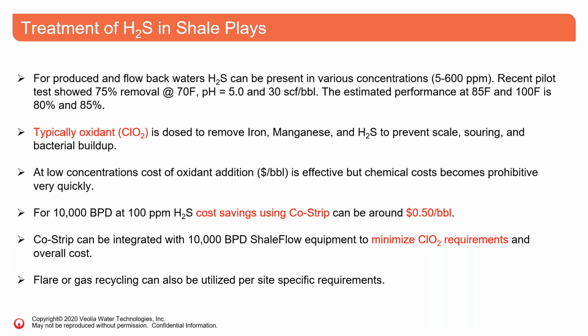Another advantage CoStrip has is that it can be integrated into shell-flow equipment or trains to minimize oxygen requirements, which can reduce the overall operational costs. If you have a lot of H2S coming in, you can first use CoStrip to knock down most of the gases, and then use oxidants to reduce it further to what is required. As discussed before, the flare or gas recycling is site-specific and can be done as the customer requires.